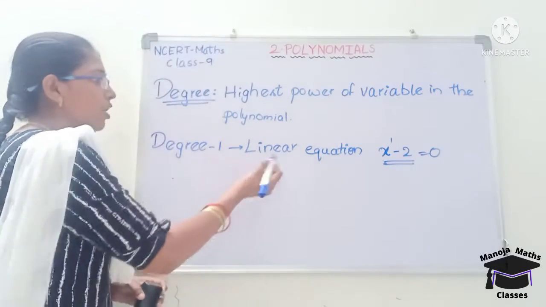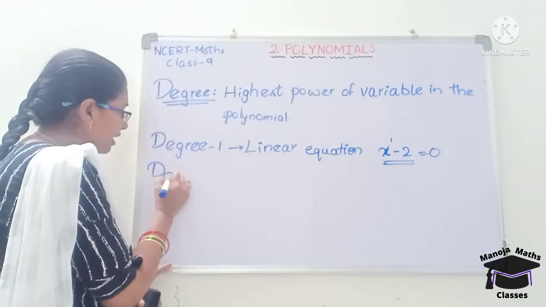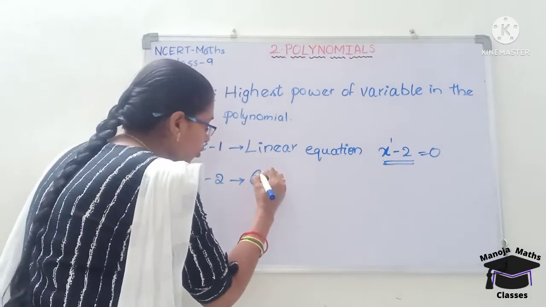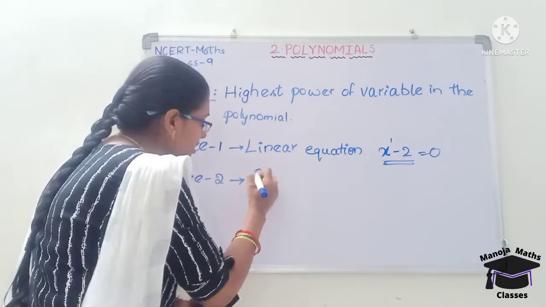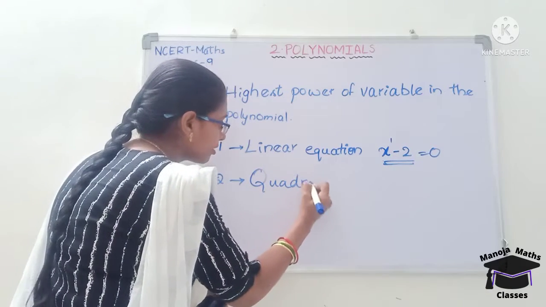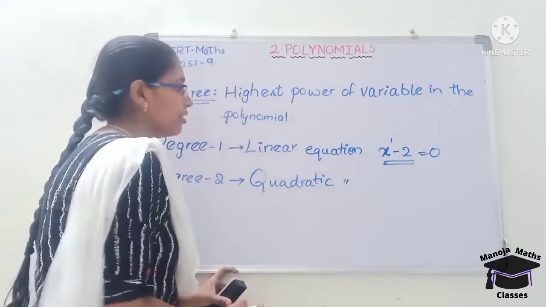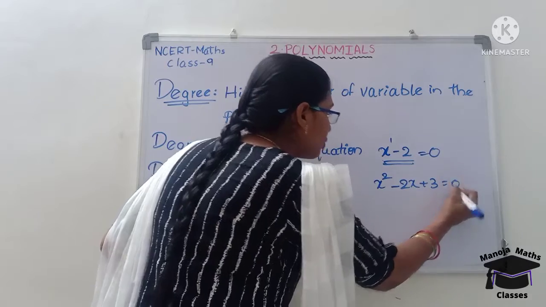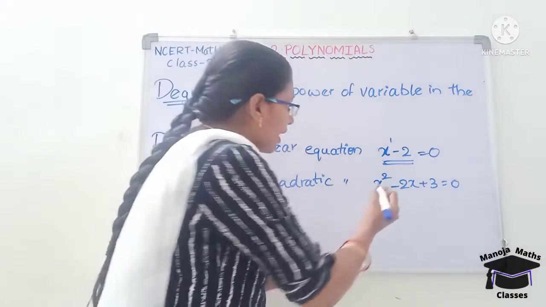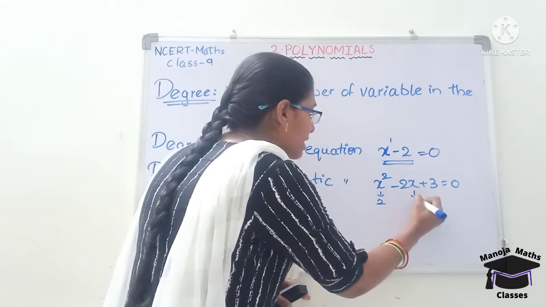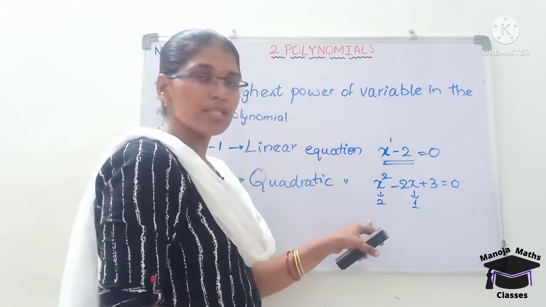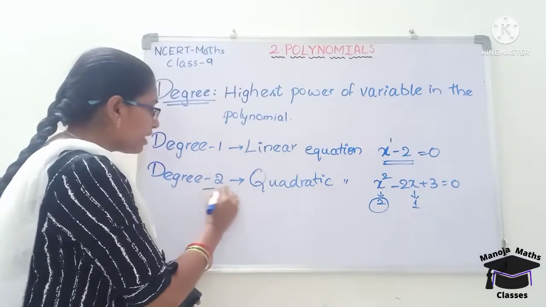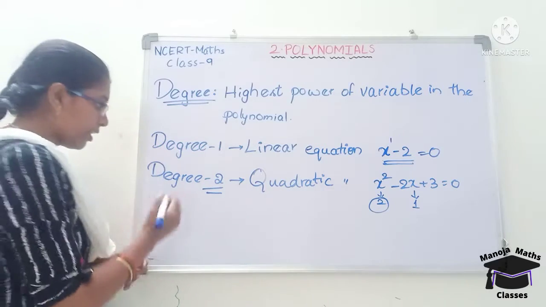If the degree is 1, it is called a linear equation, and if the degree is 2, it is called quadratic. It is called a quadratic equation. Example, x square minus 2x plus 3 is equal to 0. Here, see children, in x square the exponent is 2, in x the exponent is 1. Which is greater, children? 2 is greater. That means the degree of this equation will become 2. So, if the degree is 2, it is called a quadratic equation.